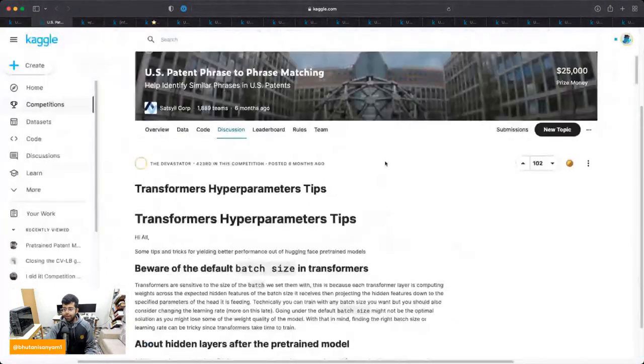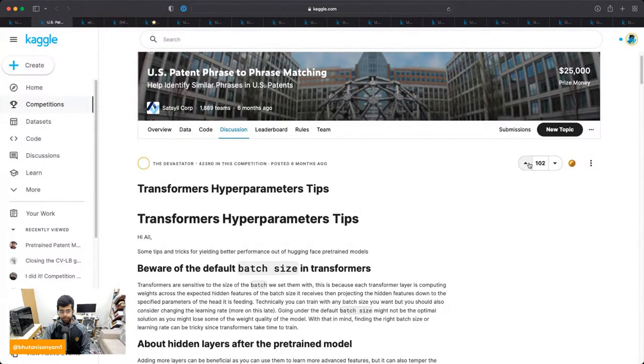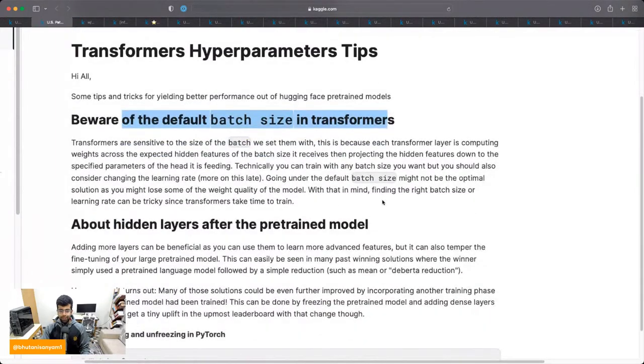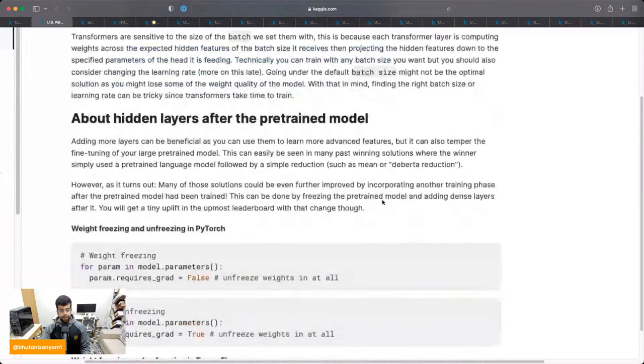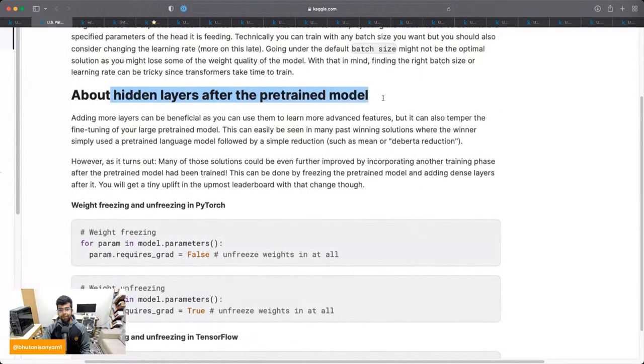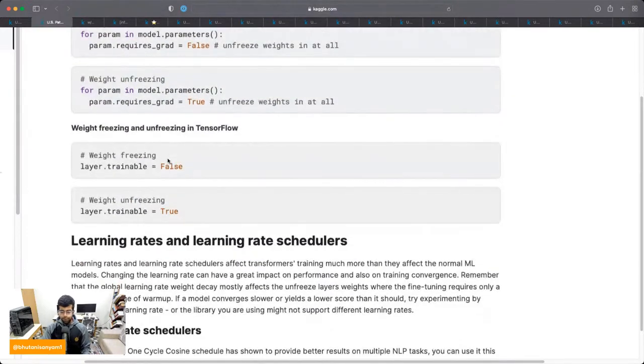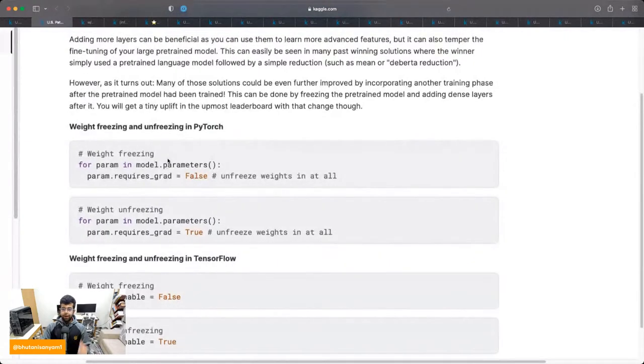Devastator had shared this write-up about transformer hyperparameter tips. He says you should beware of the default batch size, as transformer models are usually sensitive to batch size when you're working with NLP data. He talks about hidden layers after the pre-trained model. There are different techniques. You could freeze and unfreeze the layers and work with that. And you need to be smart while you're doing that. If you add an embedding, you have to think about: do you unfreeze the original embedding layer? Do you unfreeze the model you're working with? Or do you just train the head that you've added?